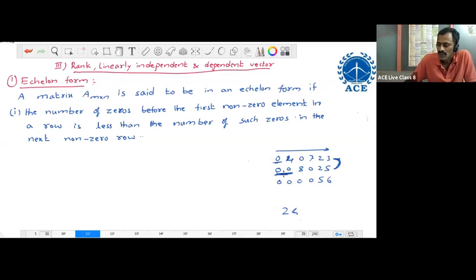One less than 2, 2 less than 4. Between every two non-zero consecutive rows, the less than condition is satisfied regarding zeros. 1 less than 2, 2 less than 4. That's all. Like this, it is the first condition only. Next, condition number 2.